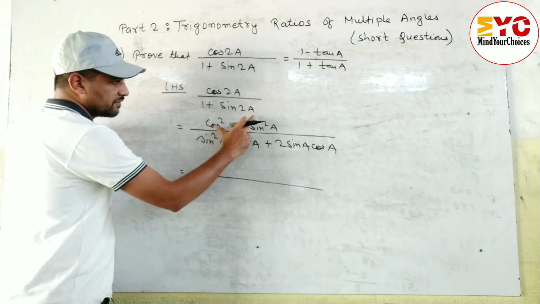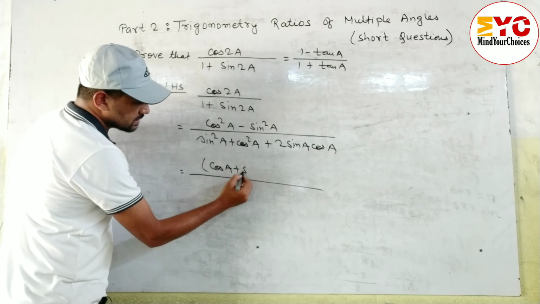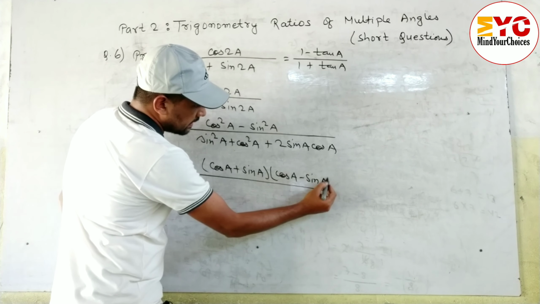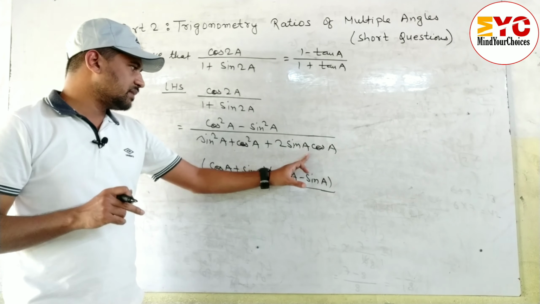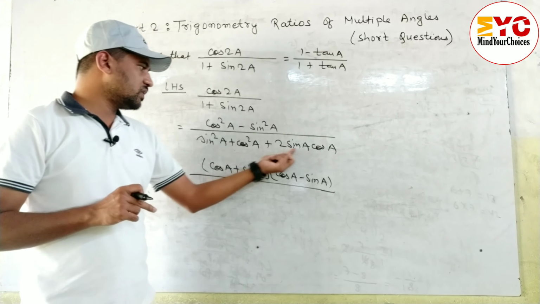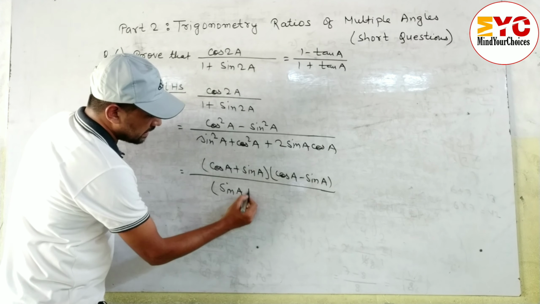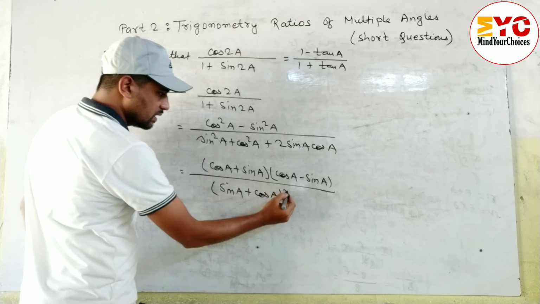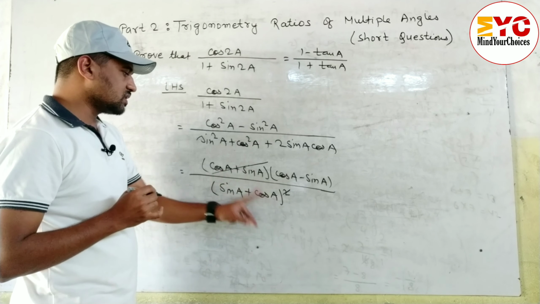Now this is in the form of a square minus b square, so we can use the formula (cos a plus sin a)(cos a minus sin a). Now look here, this is in the form of a square plus 2ab plus b square, which is a plus b whole square. So we can write (sin a plus cos a) whole square. So the square and this we can cancel, because cos a plus sin a or sin a plus cos a is the same thing.